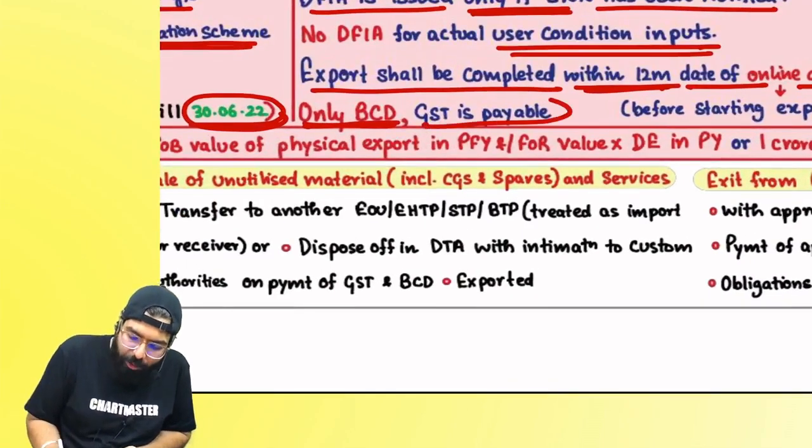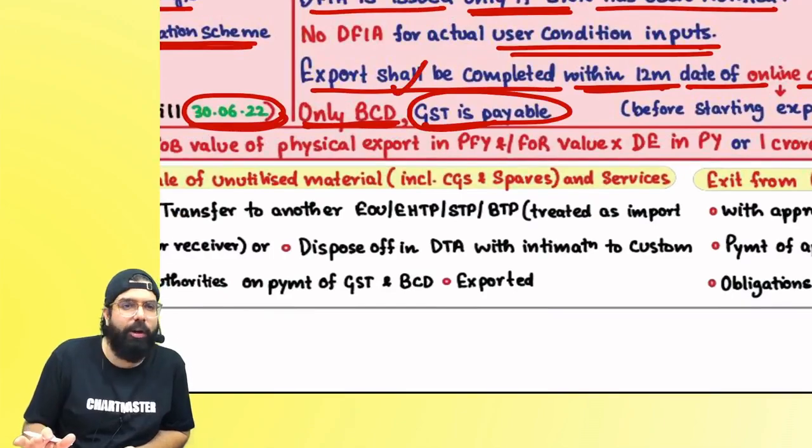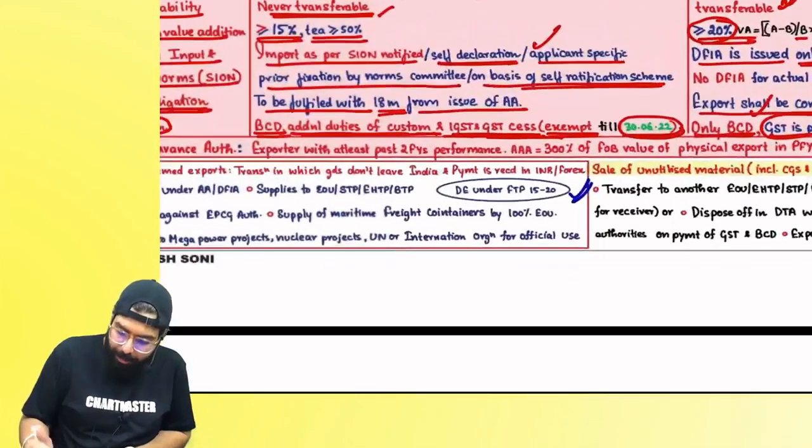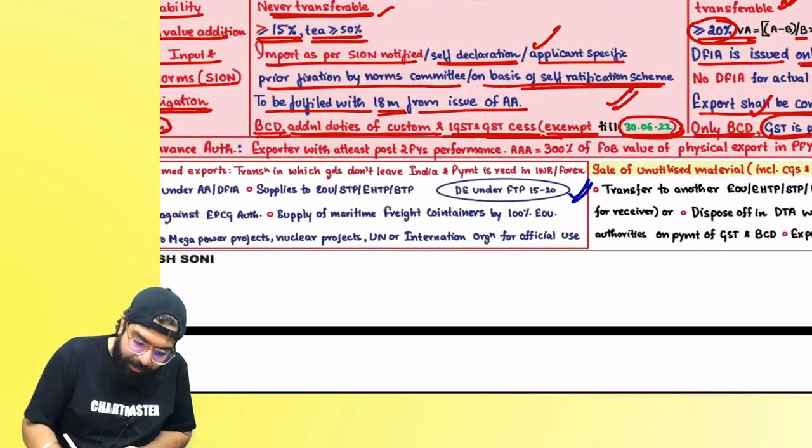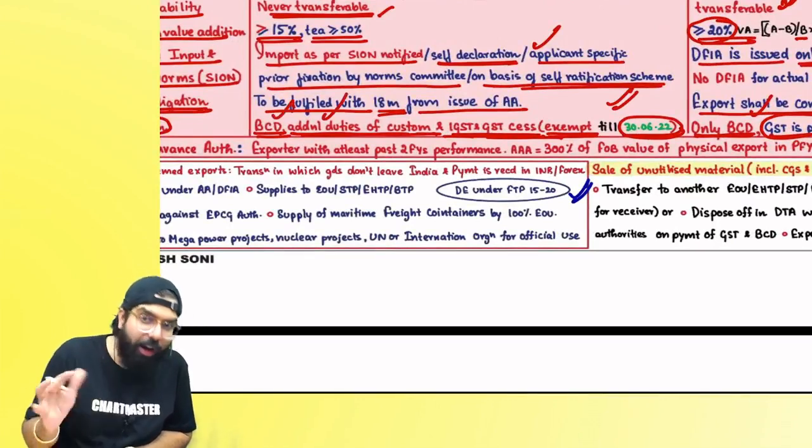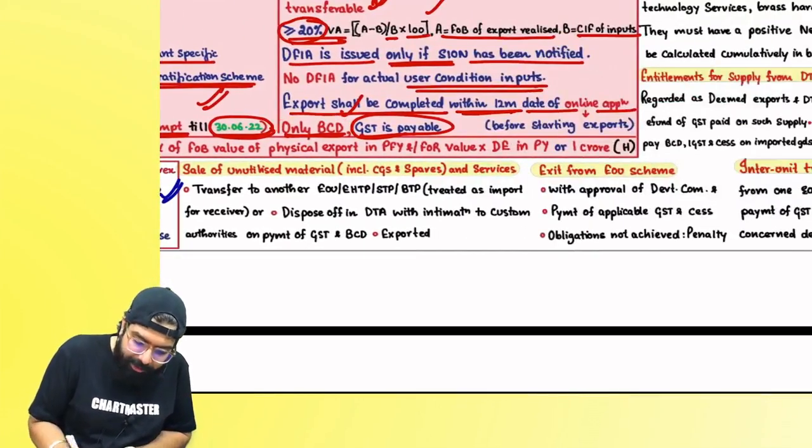Everyone, GST is always payable. Basic custom duty is not payable, but GST is always payable. Here, GST is exempted. Here, basic custom duty, additional duty, all are exempted. But here, only basic custom duty.